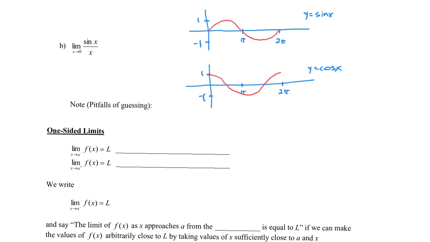So with that in mind, let's consider this limit. The limit as x approaches 0 of sine of x over x. And you can see that if I just plug in the 0, sine of 0 is 0. And then I get another 0 here.